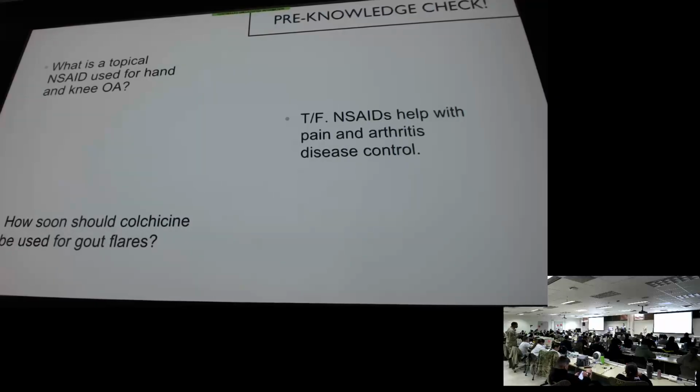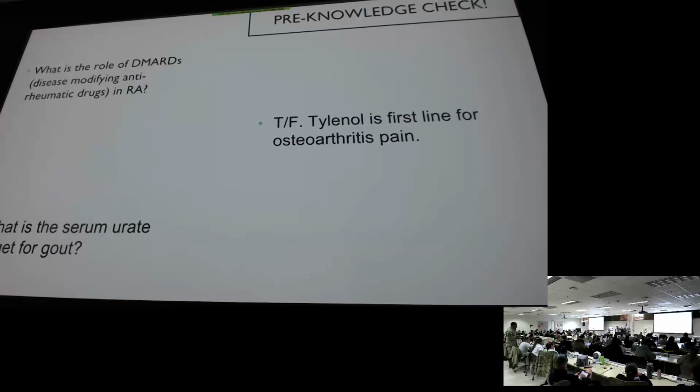And then how soon could colchicine be used for gout flares? Probably not many of you know the answer to that, but by the end of the lecture, you'll know: within 36 hours to utilize that drug for it to be effective. What is the role of DMARDs in RA? DMARDs, disease-modifying anti-rheumatic drugs. Well, here's a clue. It's in the name. It's disease-modifying. It can actually slow the progression of rheumatoid arthritis and joint damage. Unlike what we just said about NSAIDs and OA, pain and inflammation do not modify the disease.